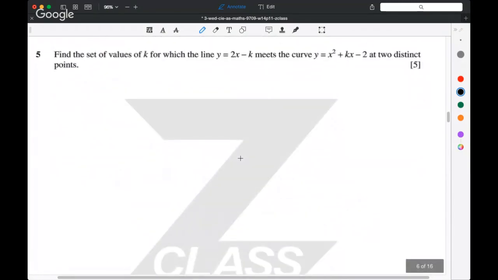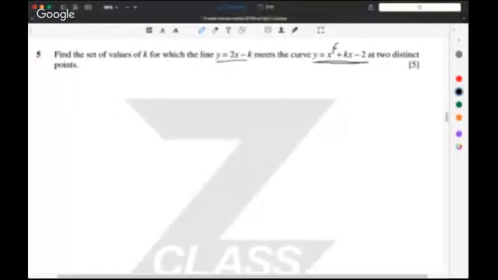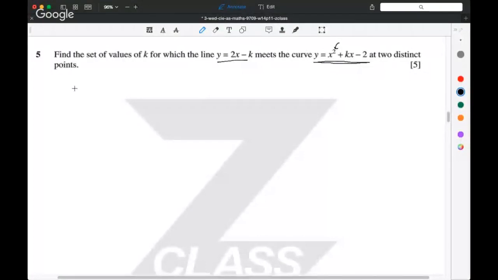Question 5. Okay, so again, we've got some equations. We've got the equation of a line in the old y equals mx plus c format, and the equation of a curve, which you should recognize as a parabola because of this x squared. So we're going to have a parabola and a line, and we want them to meet at 2 distinct points. Well, this is a condition which depends on the value of the discriminant.